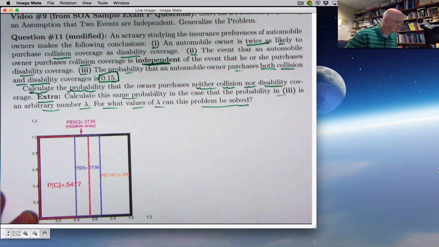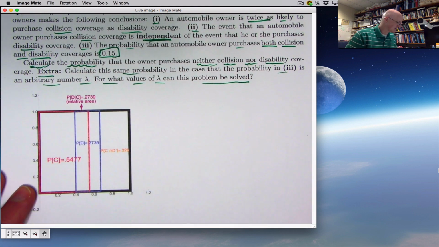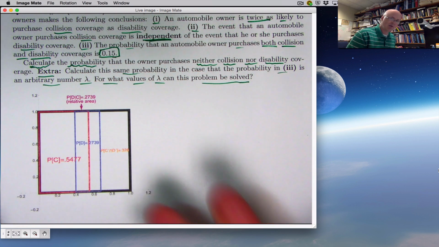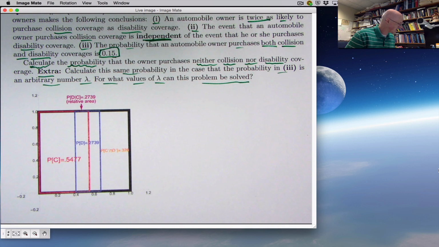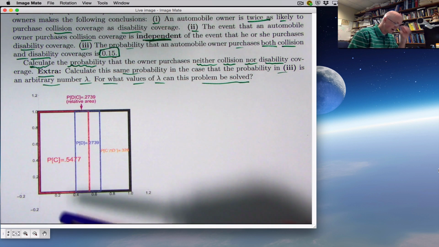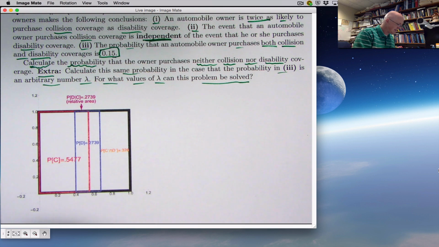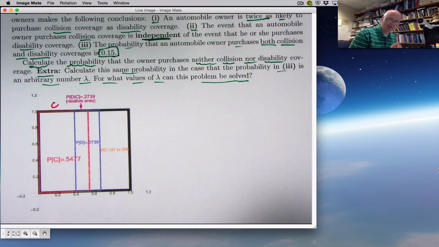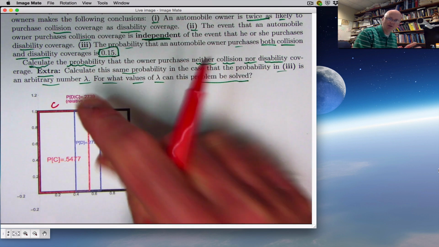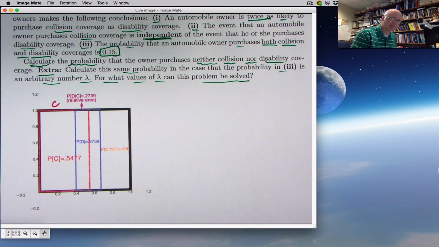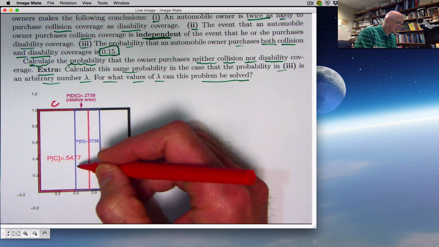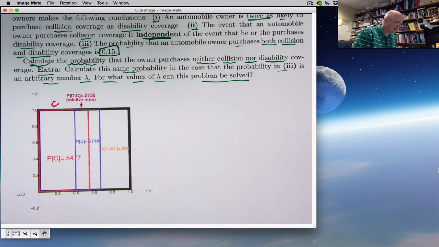Now you can see I've pre-made a Venn diagram here with rectangles rather than circles, and I purposely made the rectangles to have the right areas. The black rectangle represents the sample space and has an area of 1. And the red rectangle represents the event C, and its area ends up being its probability, which we haven't calculated yet. These numbers you could ignore for the moment as far as, how did I get them? I'm going to calculate them as part of what I do here. The area of that is about 55% of the total area. So that's C, purchasing collision coverage.